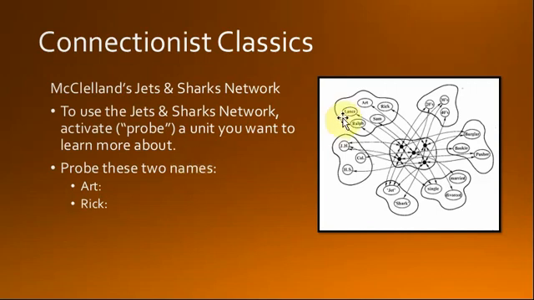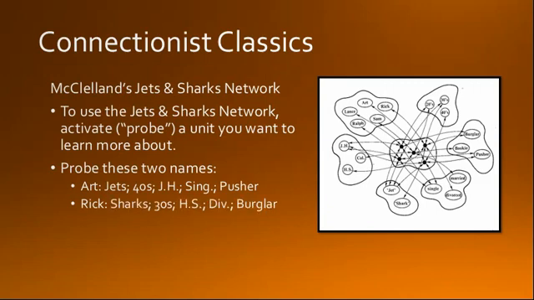Now we're going to probe names. So we could probe Art, and if we do that, that is, we activate Art, which in turn activates this instance node, which then activates single, jet, pusher, 40s, I guess. It's really small on my screen, and junior high. When you activate Rick, you will get to this node, which activates 30s and burglar and divorced, etc. So let's see how that works. Yep, Jets, 40s, junior high, single, and pusher. And then Rick is in the Sharks, 30s, high school, divorced, and burglar. That shouldn't be too surprising.